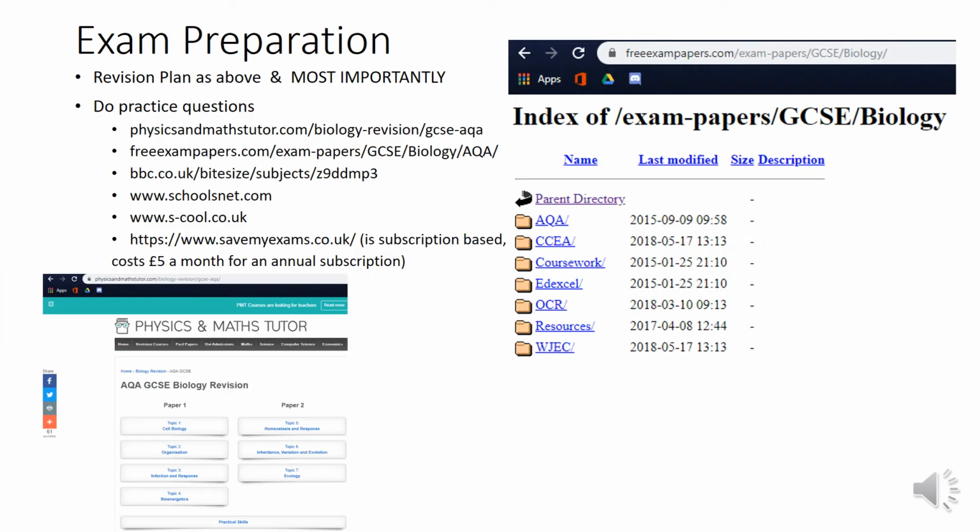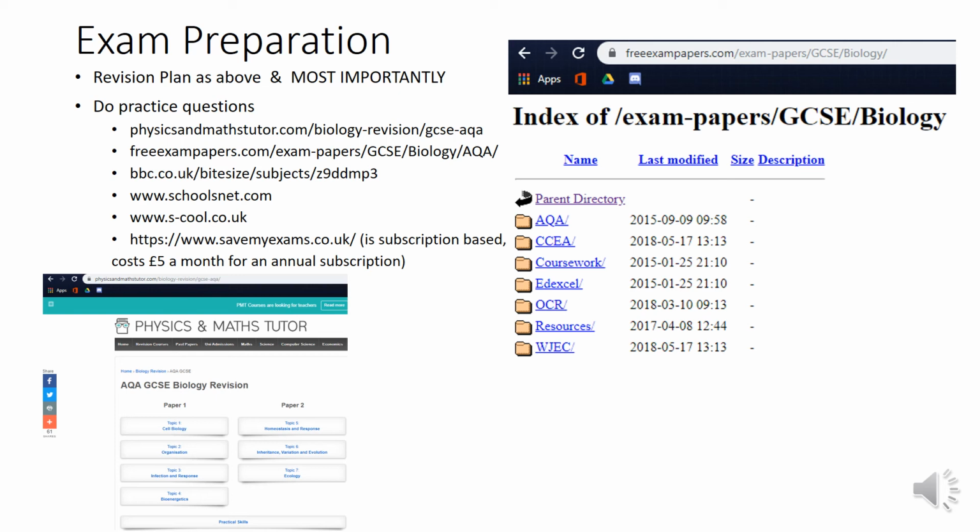The most important thing is to do practice questions, but the question is, where would you find these? The school may provide you some, however there are numerous resources from which you can find more. The 2 main ones which you can use are free exam papers pictured on the right, which is a compilation of all the exam papers running as far back as 2003 or even earlier, along with mark schemes if you want to check your answers to questions.